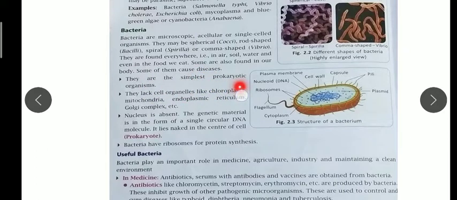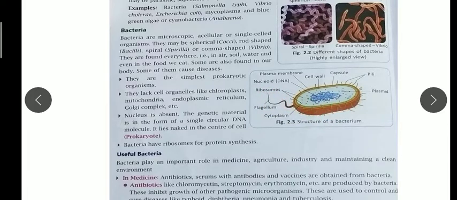Now they are the simplest prokaryotic organisms, they lack cell organelles, the nucleus is absent, so their genetic material, the DNA, is present in the cytoplasm only. It lies naked in the center of the cell. Bacteria have ribosomes, and you know from class 6 that ribosomes help in protein synthesis, which is very important for the growth and development of bacteria.